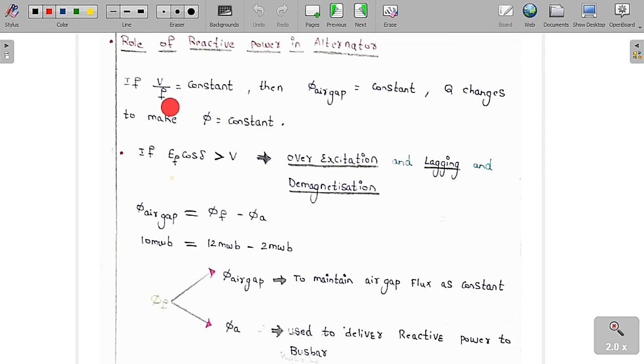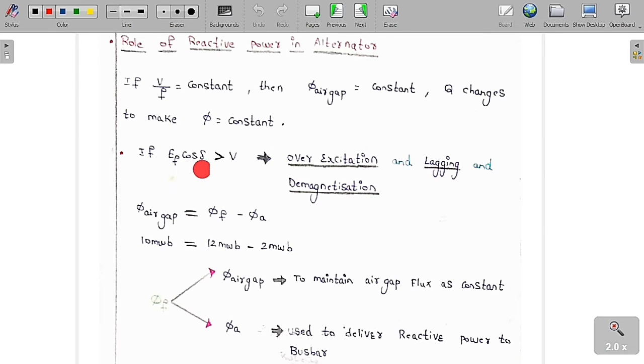So whenever voltage by frequency is constant, then we can say the air gap flux is also constant, because V by F is nothing but the magnetic flux density. So magnetic flux density is directly proportional to voltage by frequency. Whenever voltage by frequency is constant, the magnetic flux density is constant, so therefore the air gap flux is also constant. Then we need to change the reactive power Q to keep phi constant. How is this possible? We are going to see.